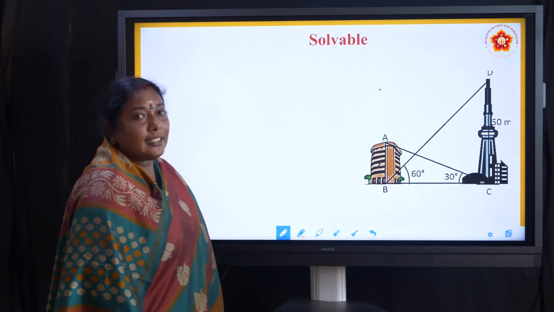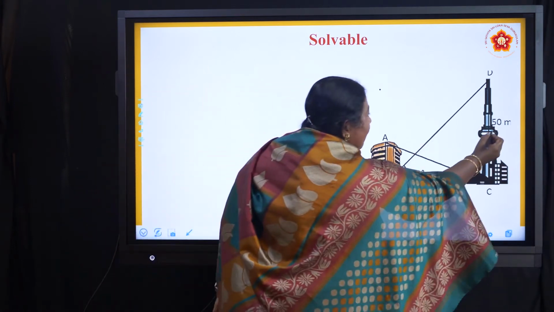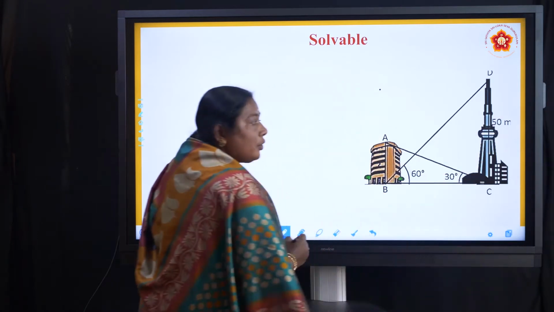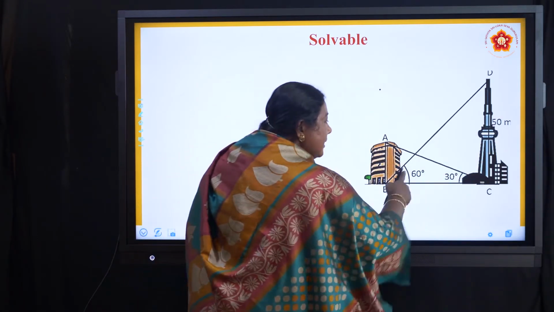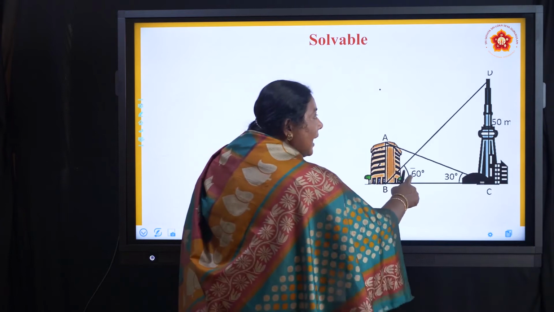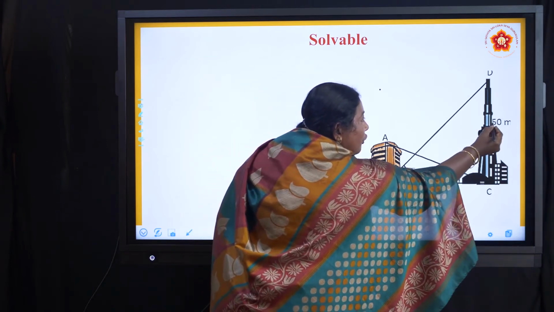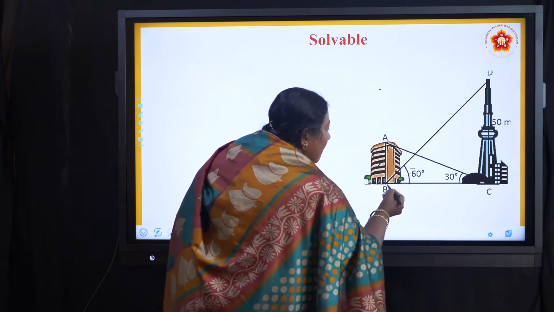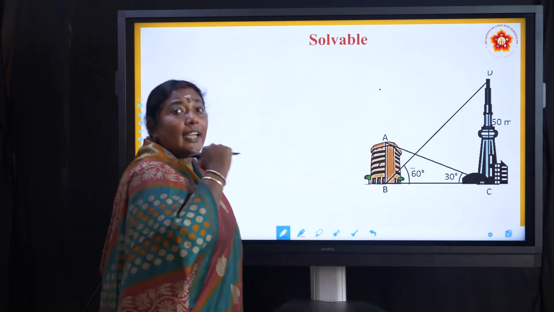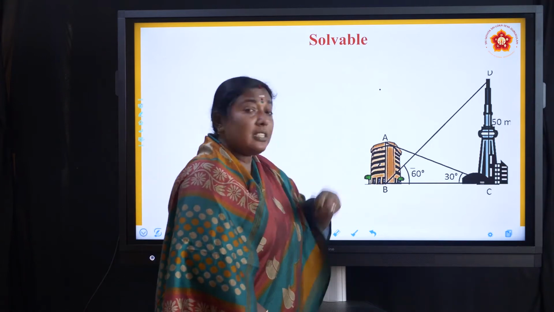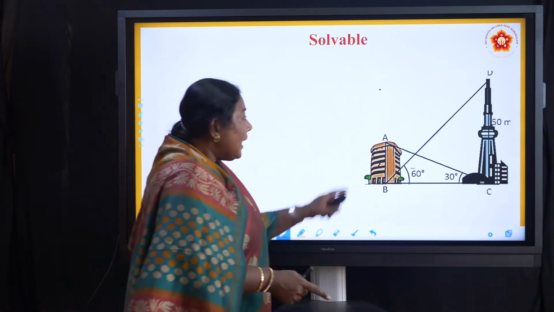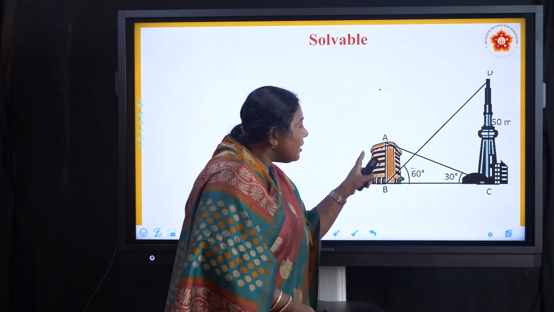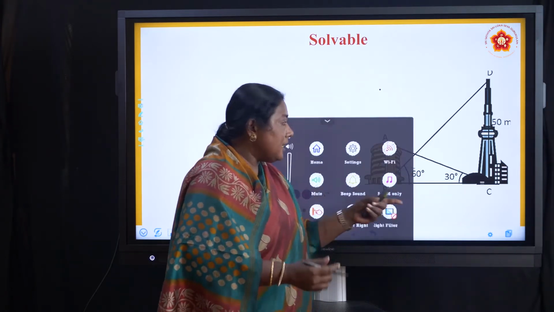Okay. Now let us solve the sum. Here they have given 50. According to 50, which angle do I have to take, 30 or 60? 60, because opposite to 50 there is 60. So I have to take the triangle DBC. Why should I not take the triangle ABC first? Because if I take triangle ABC, I don't have any values here. Both AB I don't know, BC also I don't know.